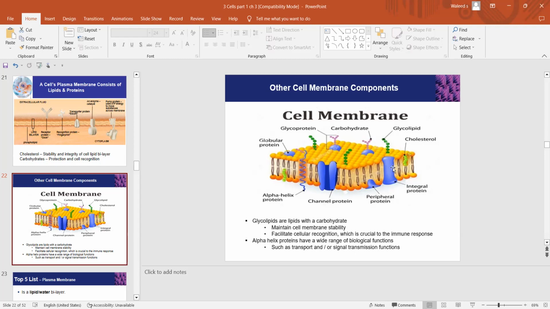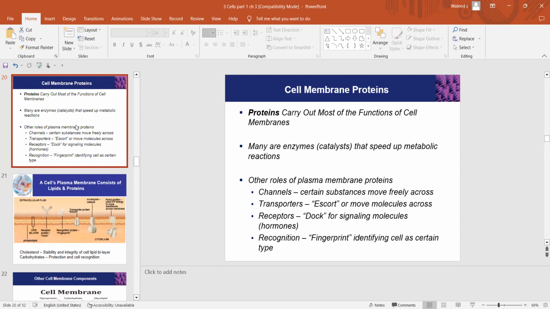Other types of proteins work as integral proteins. Integral for integrity, to strengthen the wall. So this is the number 6 function. I already mentioned 5. Look at this again.